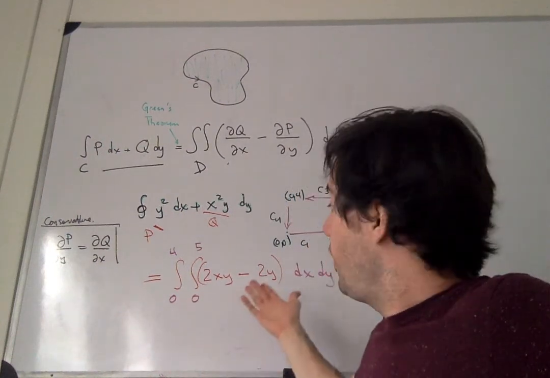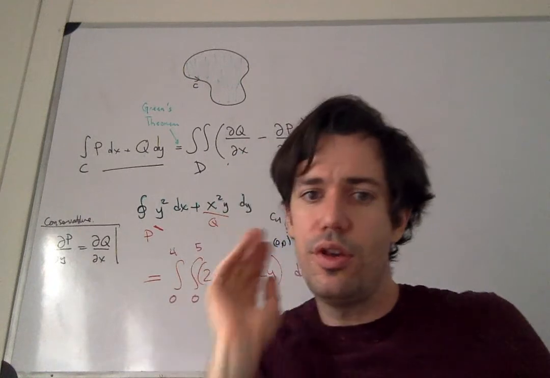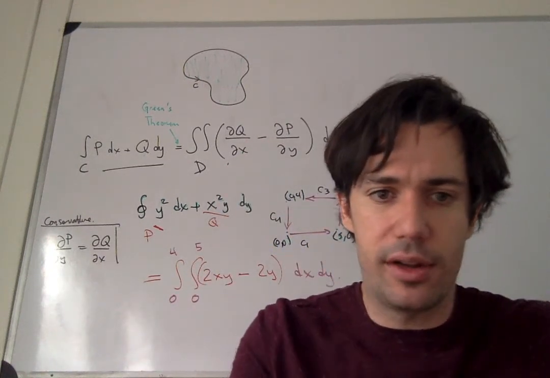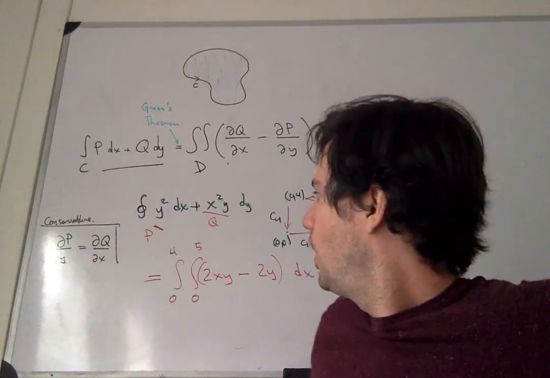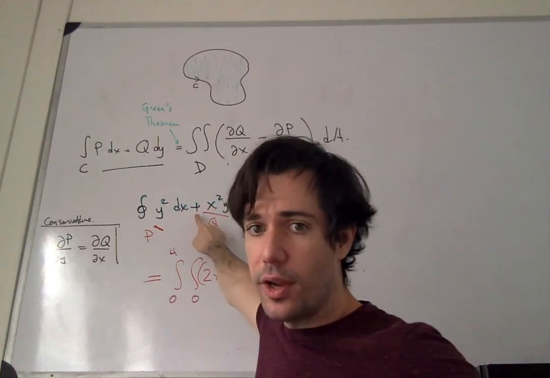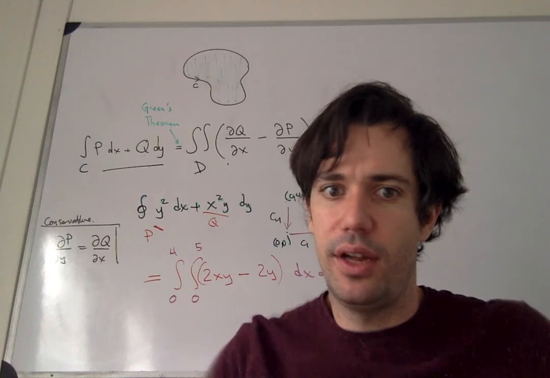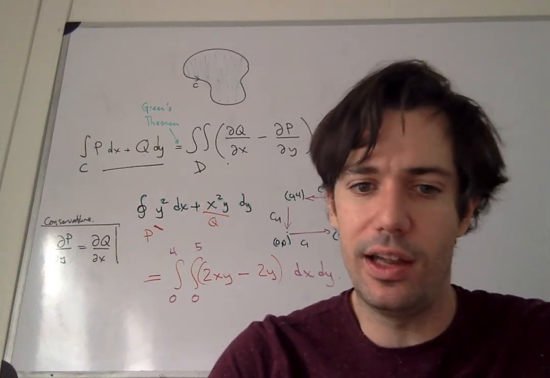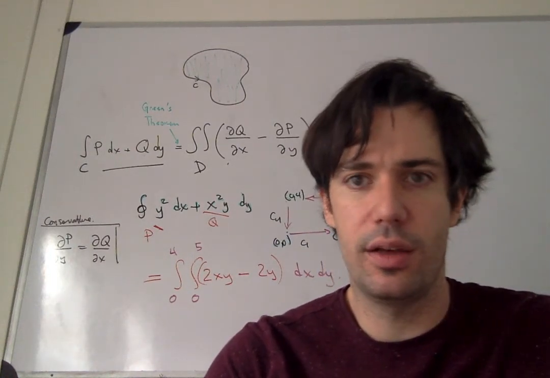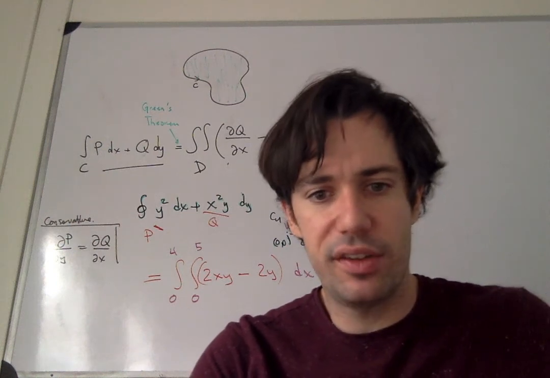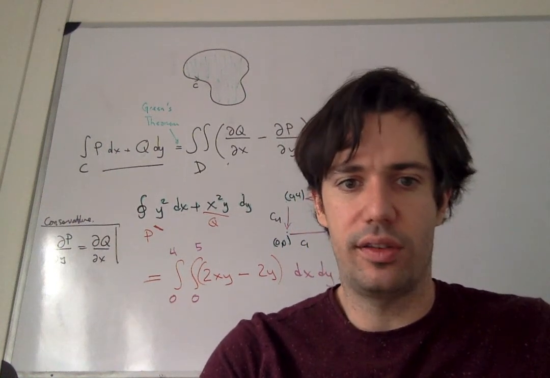Now you notice that's not a lot of work. You can do that. That would take no time at all, maybe 2 minutes. But this original thing, doing it by definition, would require a lot more hard thinking. We don't like to do that. We like to keep things easy, so that's why we like Green's theorem.